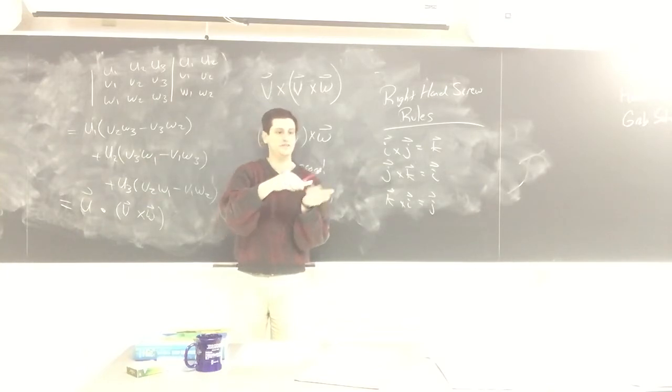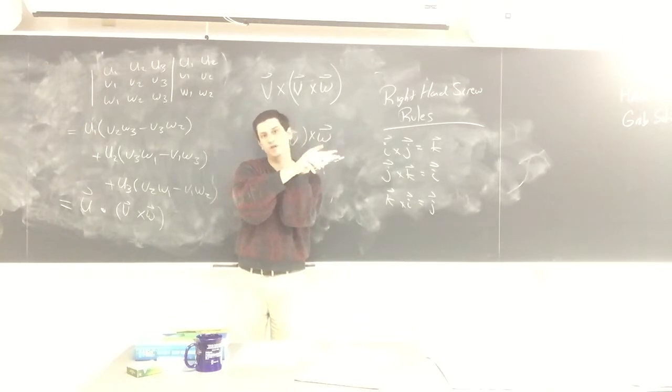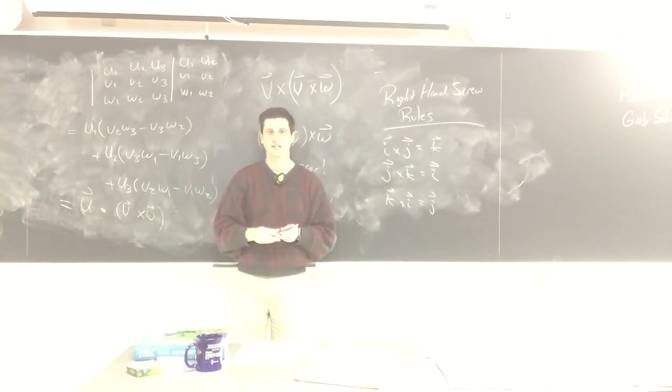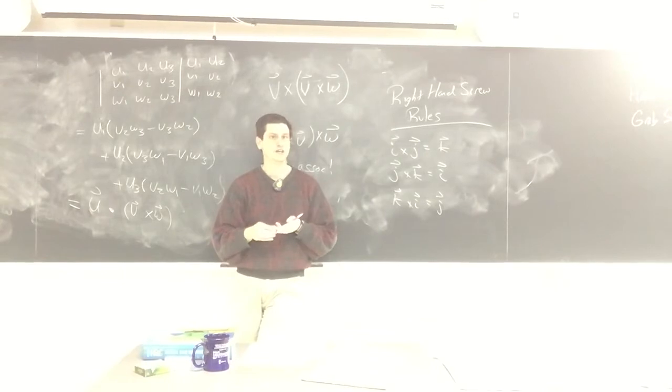If you were to do this with your left hand, you'd be off by 180 degrees, unless you then went from W to V. It doesn't really matter which way you do it, but since everybody does it using their right hand, we'll use our right hand. And this just tells you the direction that V cross W will point in.